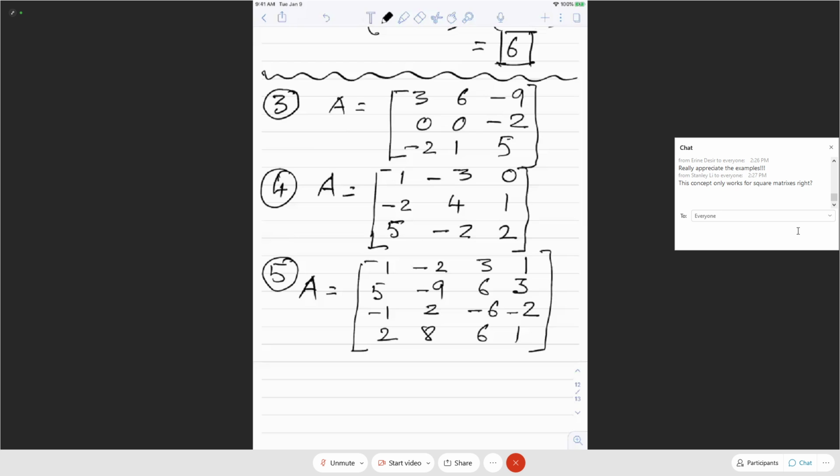Of course, for square matrices. Determinants are only valid for square matrices, my friend. When you're doing determinants, they're only for square matrices. Okay, do numbers 3, 4, and 5. Have fun. Then I will give you some other kinds of questions. Have you finished copying 3, 4, and 5, please?